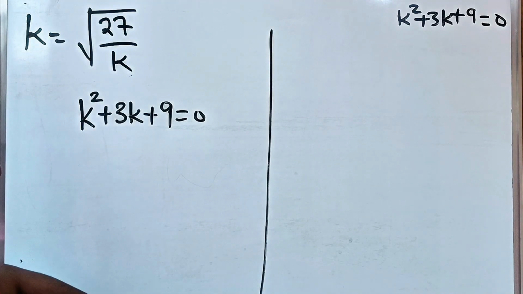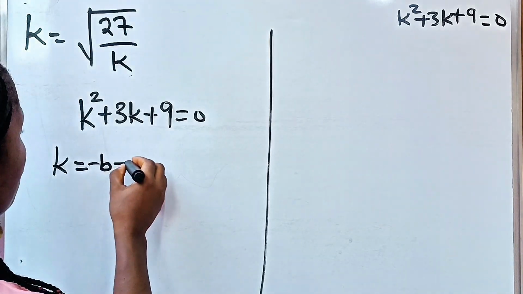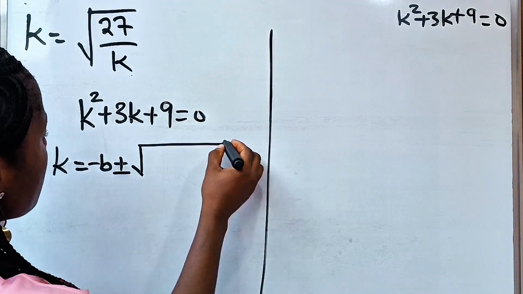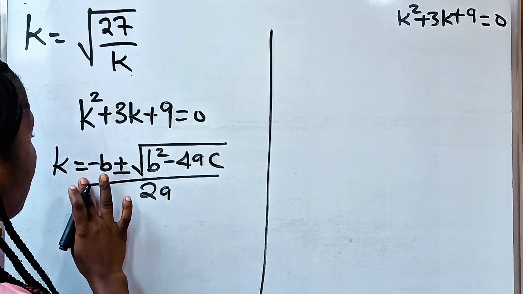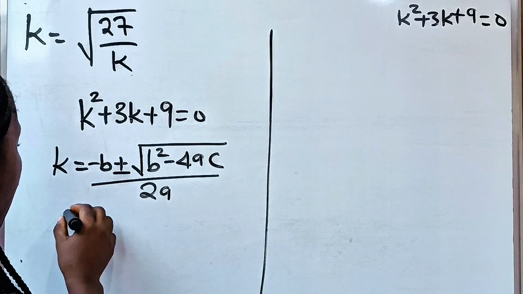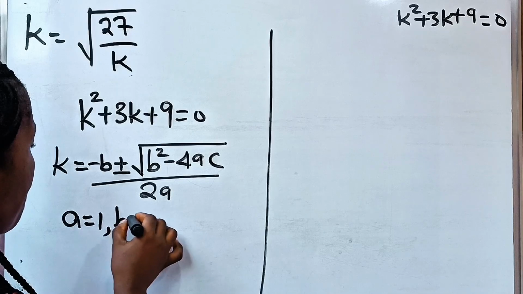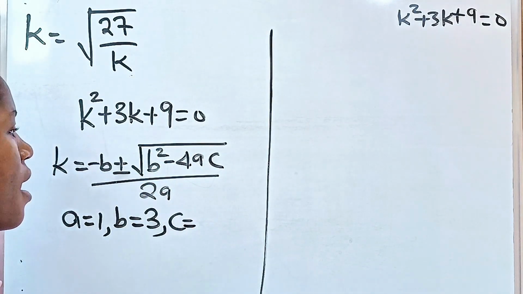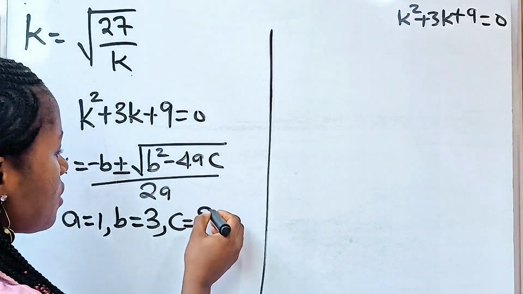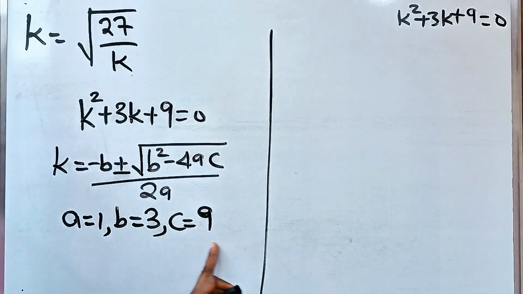Now, according to the quadratic equation formula, k is equal to minus b plus or minus square root of b squared minus 4ac, everything divided by 2a. In this case, our a is the coefficient of k squared, which is 1. Our b is the coefficient of k, which is 3. Our c is our constant, which is 9.